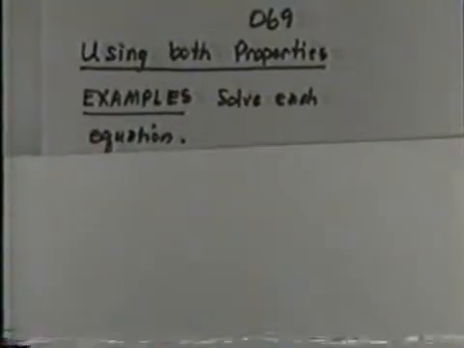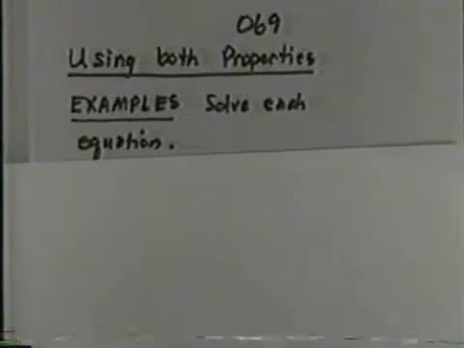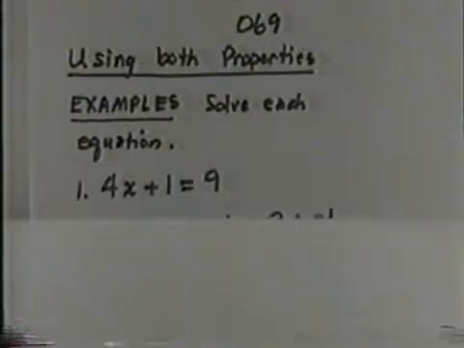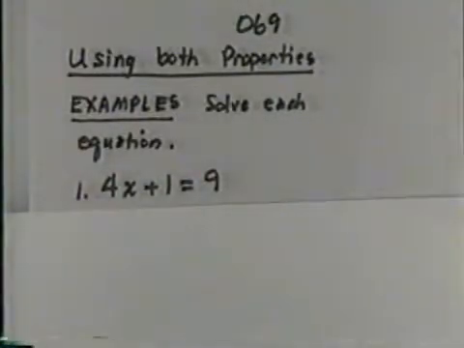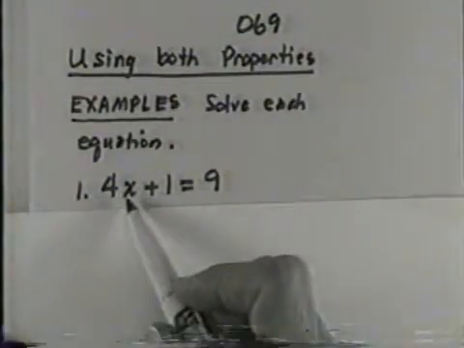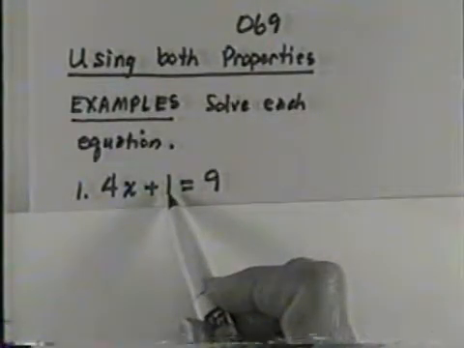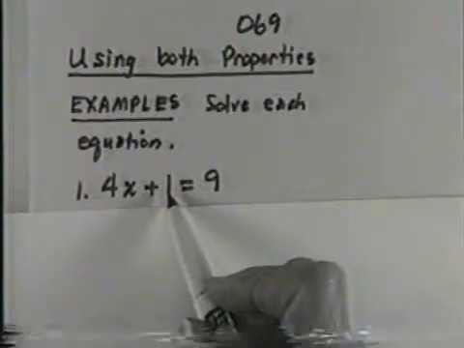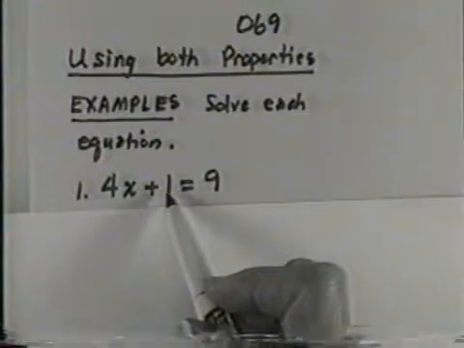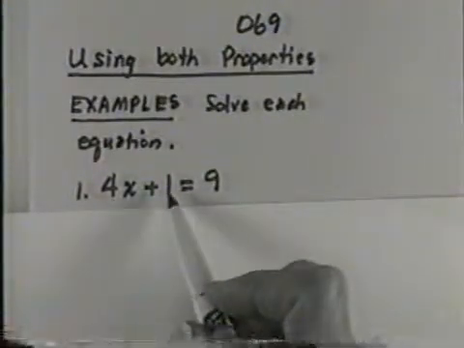Now we need to use both properties. We'll solve equations using both the addition and the multiplication property. Let's begin as our first example with 4x plus 1 is equal to 9. Notice that the variable x has a coefficient 4. It also has the extra term 1 added on that side of the equation. We must eliminate both the coefficient and the extra term.